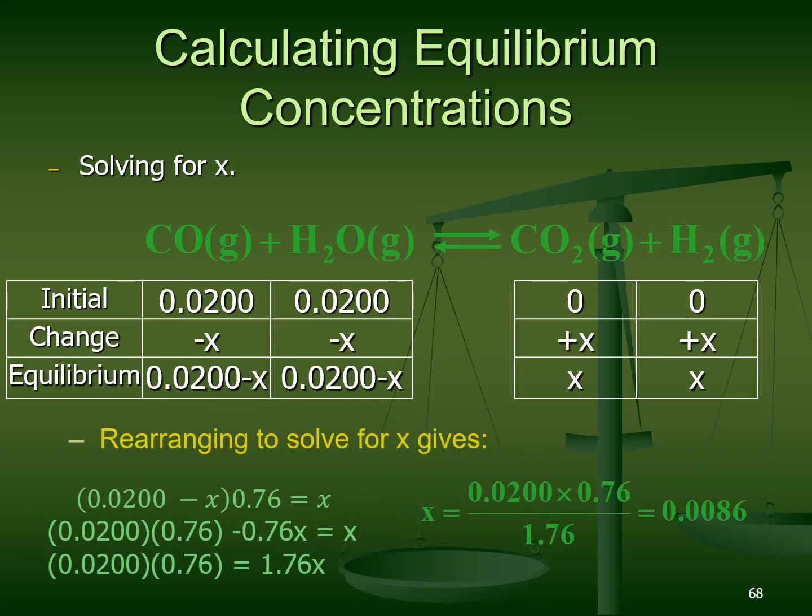So when you multiply both sides by 0.02 minus x, you get the first equation on the left, 0.0200 minus x, quantity times 0.76 equals x. And then if you distribute that 0.76, you get 0.0200 times 0.76 minus 0.76x equals x. Then if we bring all the like terms on the same side, we have 0.0200 times 0.76 equals 1.76x. And then if we divide both sides by 1.76, we get x, which is 0.0086.